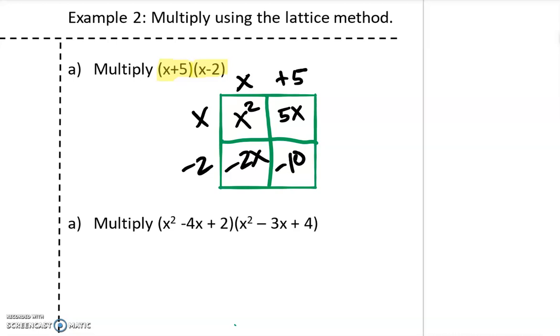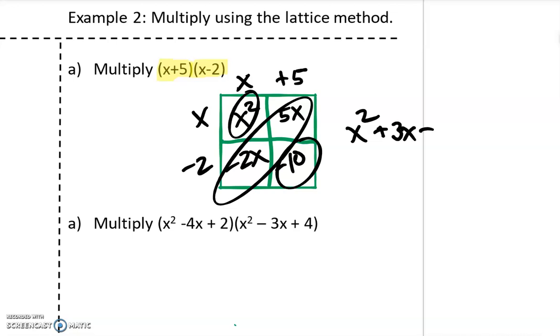So the resulting polynomial, when we multiply these, will be x squared. We can combine these like terms. Negative 2x add 5x will give me 3x. And then lastly, the constant of minus 10. And that's the result.